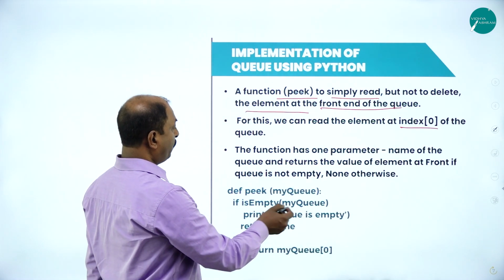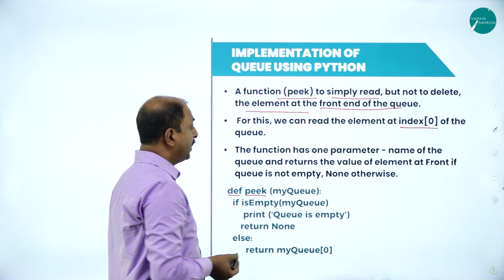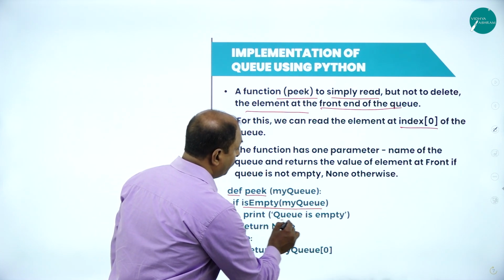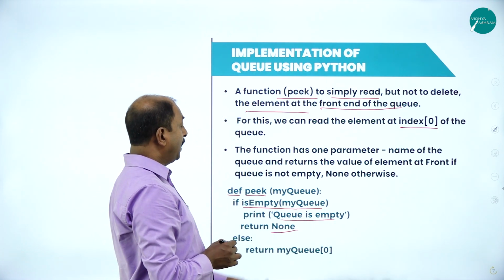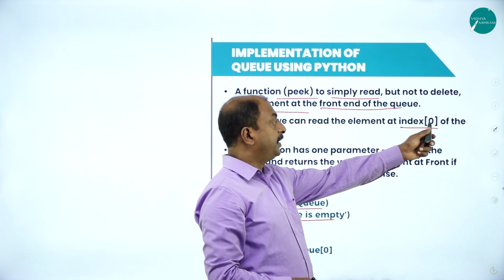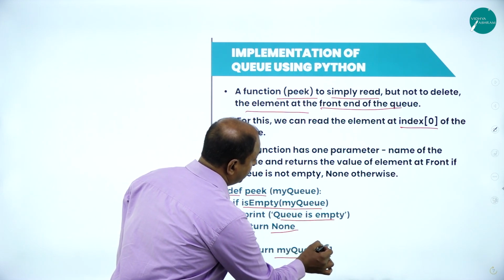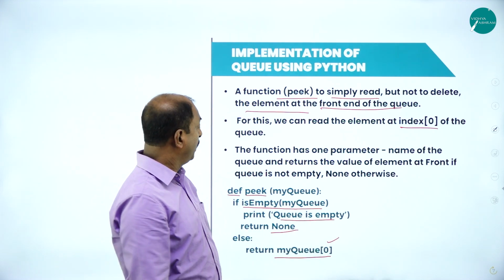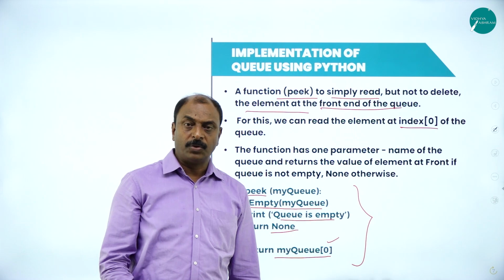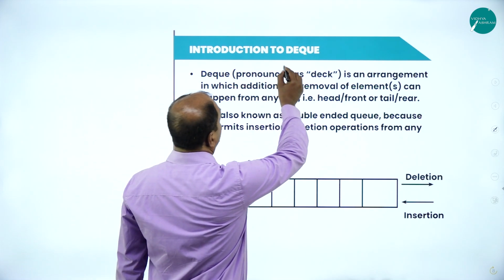Now look at the definition here. Peek is the name of the function, and myQueue is the name of the queue. So here if is empty of myQueue, it prints queue is empty, return none. Because if it is an empty queue, if there are no elements, it is not going to print the element at index 0, obviously it returns null. Otherwise it returns myQueue of 0. 0 is the index of the first element. So this is the peek function to display or read the first element of a queue, or the element at the front pointer.